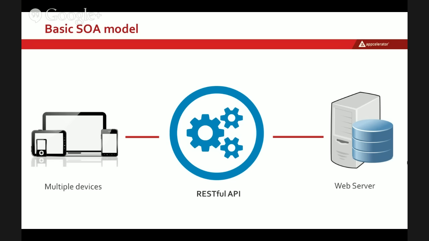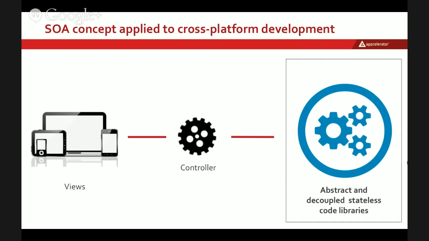So if you implement such an architecture on your mobile app, you're looking at having your views on one side. It doesn't matter if they look the same across platforms or they're different. You have them on one side, and then on the other side, you have a set of abstract and decoupled stateless code libraries that your controller talks to. So what that means is that you keep all of your programming logic in one side of your project as abstract classes.